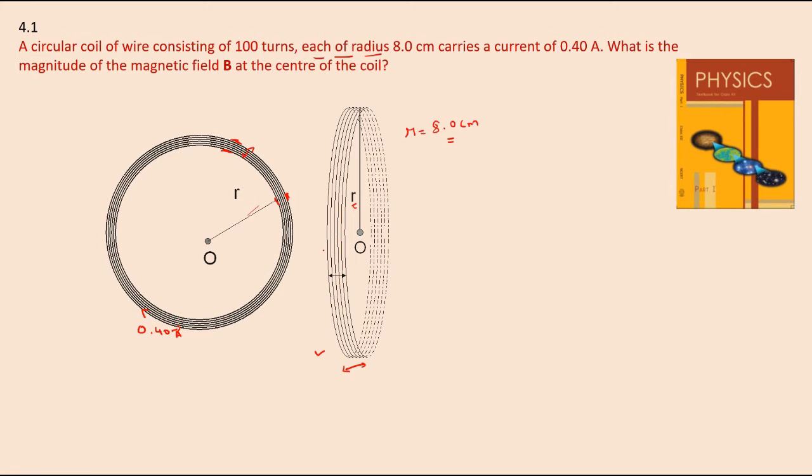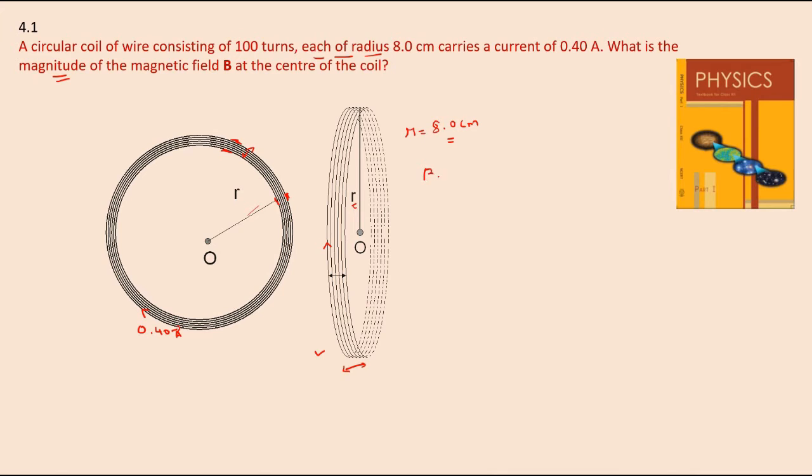Here also let's say the current this way. Current can even be the other way around because he simply asked the magnitude. Only when you are asked to find the direction of the magnetic field, you will have to consider the direction of the current. Otherwise you can consider the direction of the current any way you like. So we will go to the problem solving.